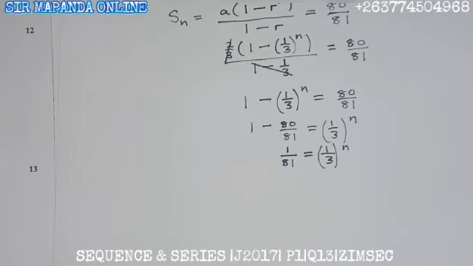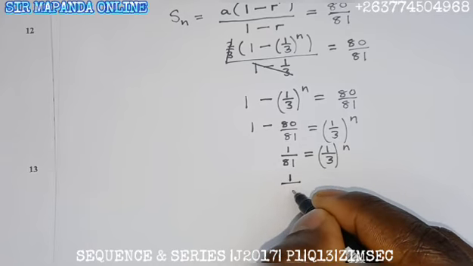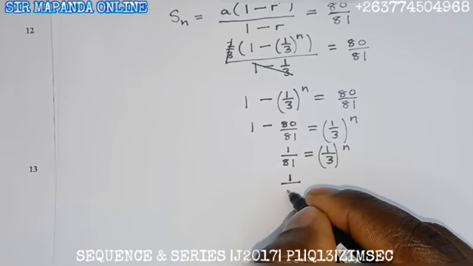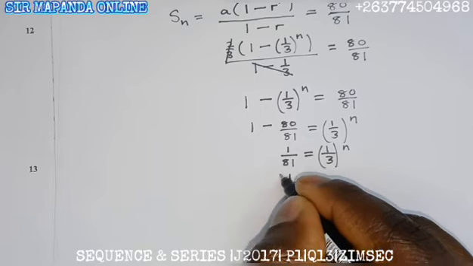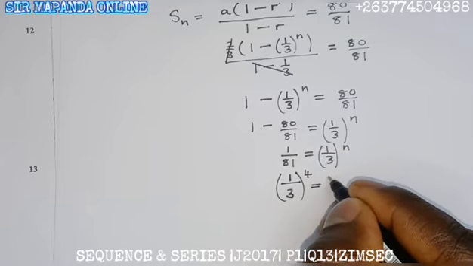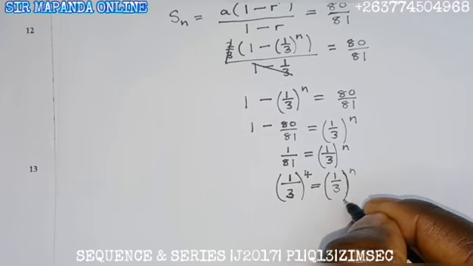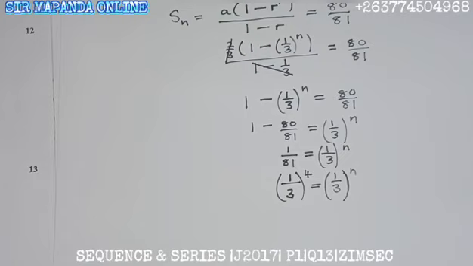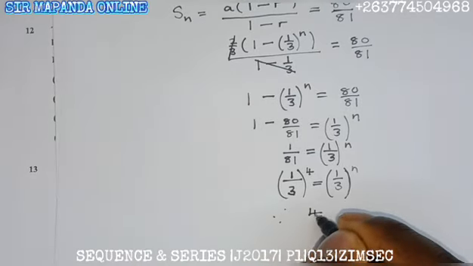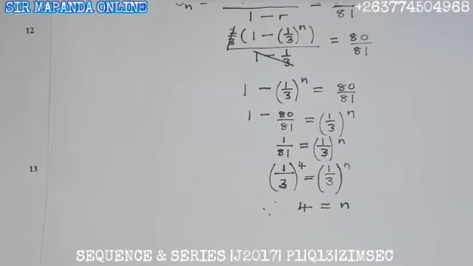So create same base both sides. You can write 1 over 81 as 1/3 to the power of 4, which is equal to 1/3 to the power of n, since 3 to the power of 4 is 81. Now that we have same base both sides, we ignore the bases. It means we concentrate on the powers. So therefore, 4 is equal to n is your answer. Then you are home and dry. I hope you are listening.